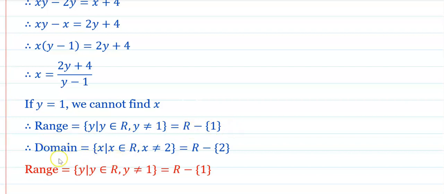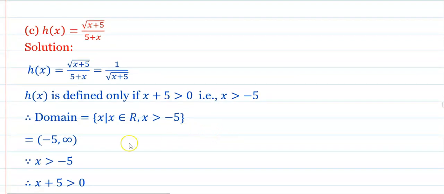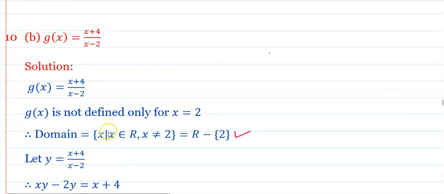Okay, and what about the domain? Domain is x such that x belongs to the set of real numbers and x is not equal to 2, and that is equal to R minus 2. And hence, the range is defined as y such that y belongs to R and y is not equal to 1, and that is equal to R minus 1, in this way. Now the next. Okay, again you can see it.